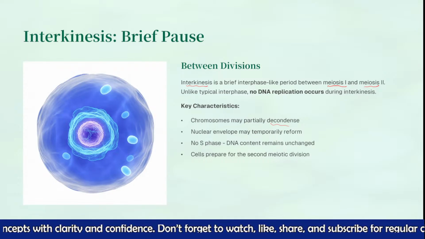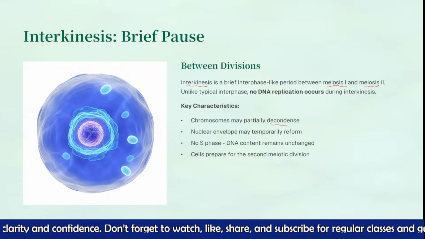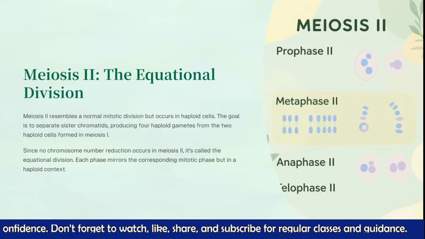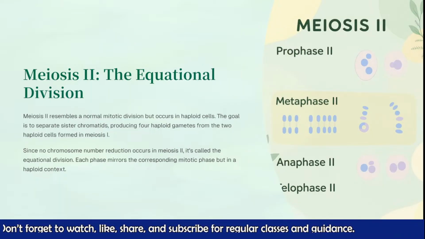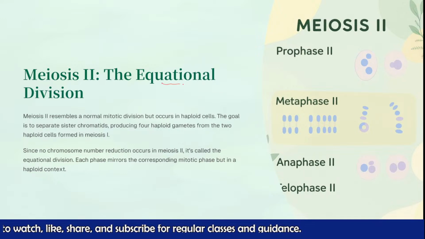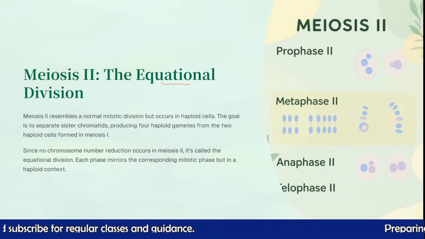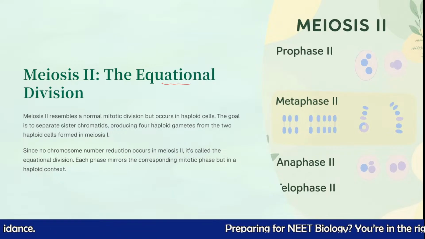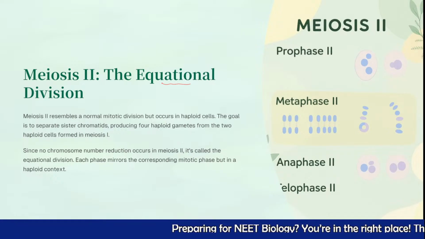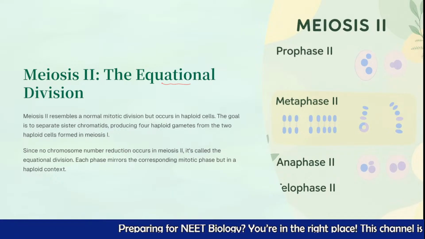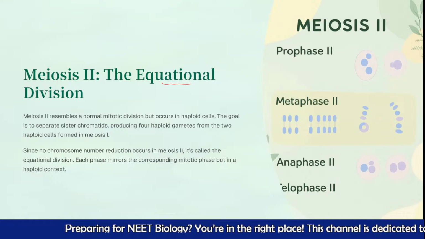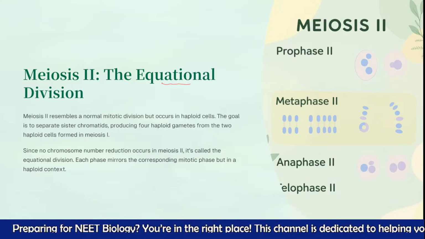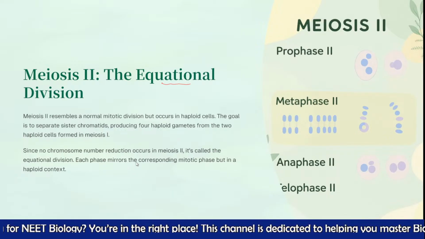That's all about interkinesis. And the last one is meiosis 2. Meiosis 2, as we already know, is the equational division. It is the same as mitosis in somatic cells, with the same points that you are going to learn here. So it is prophase 2, metaphase 2, anaphase 2 and telophase 2, like that 4 different substages there.